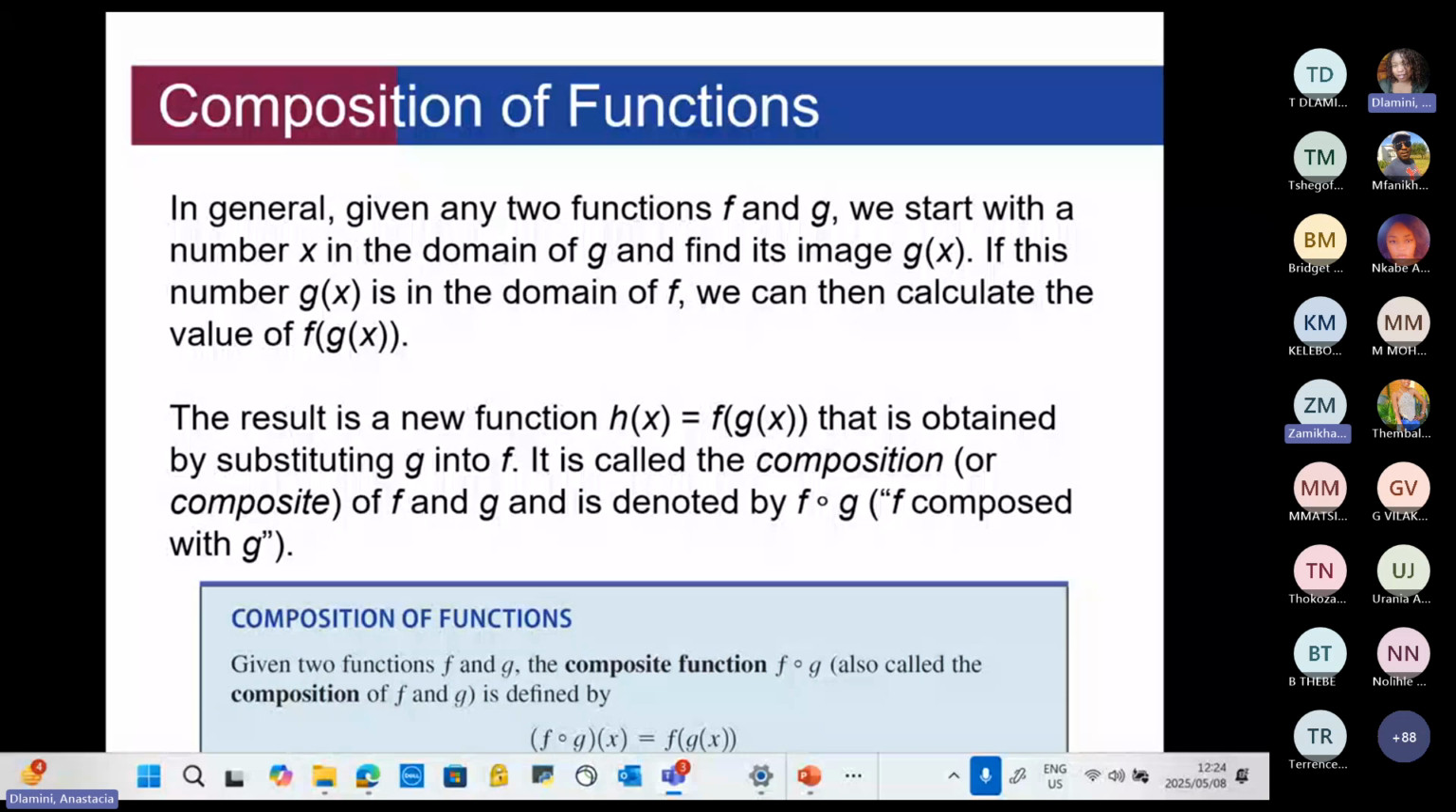Given any two functions, let's try with one language. Zulu. Whoever is doing Afrikaans, translate it and then explain it to us.